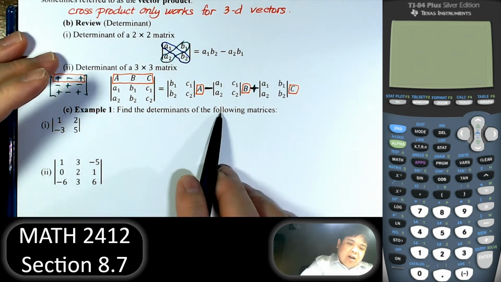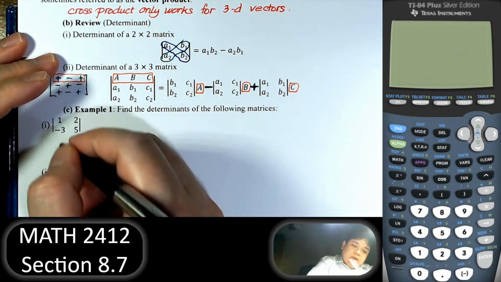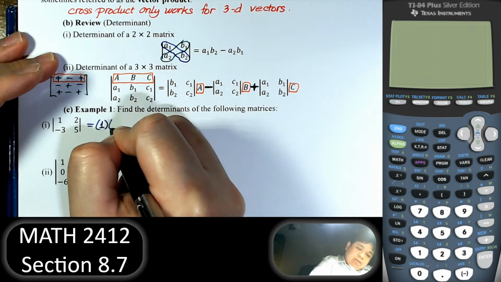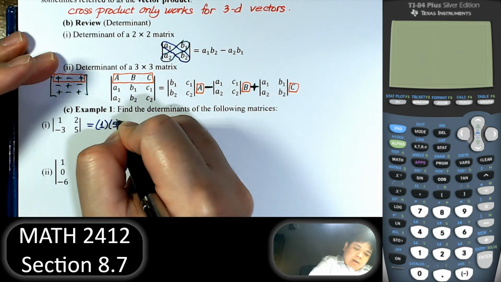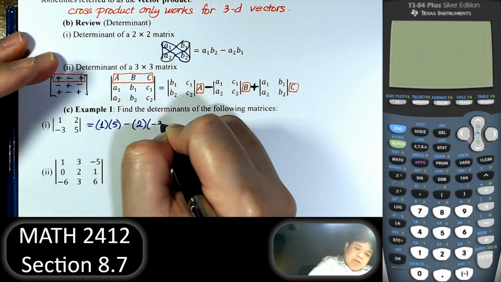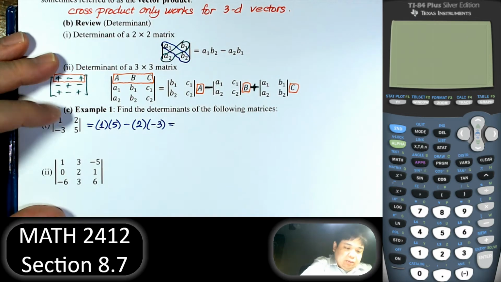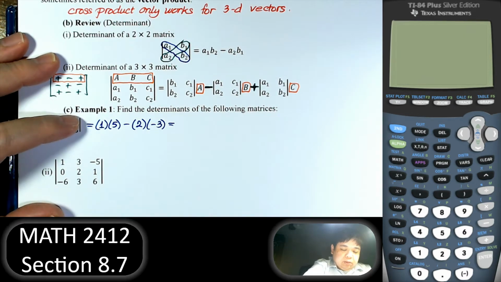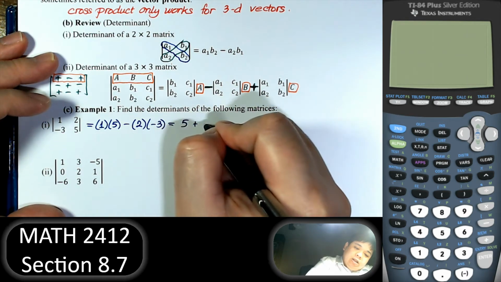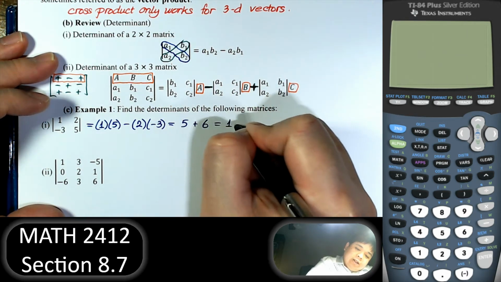Find the determinant of the following matrix: 1, 2, negative 3, and 5. So this diagonal, 1 times 5, minus the product of the other diagonal. We have 5 plus 6, that is 11.